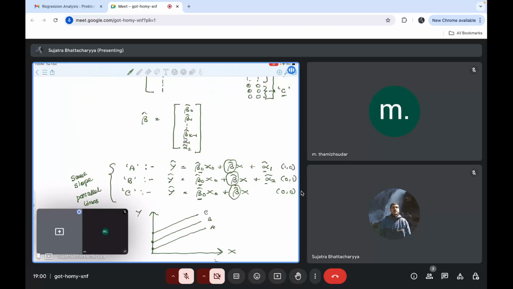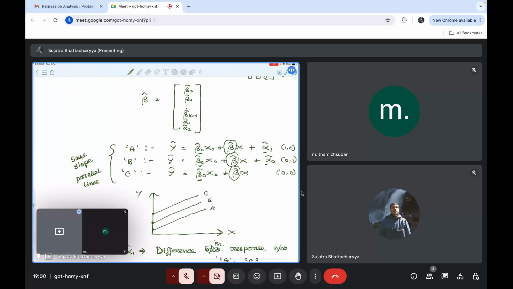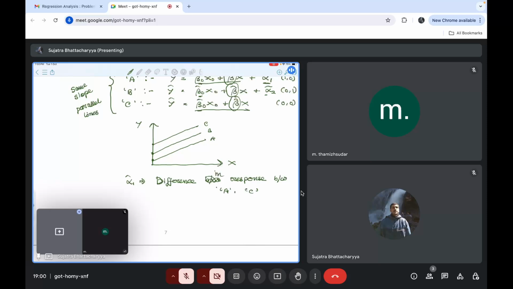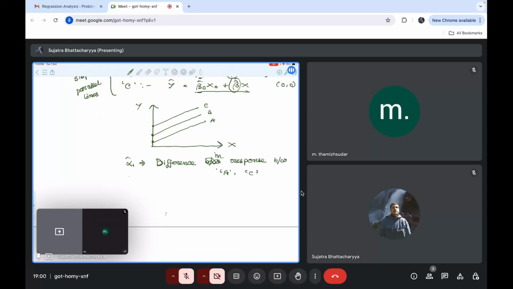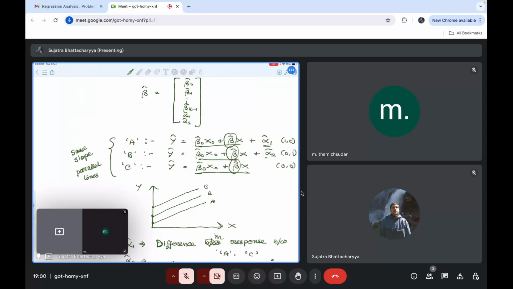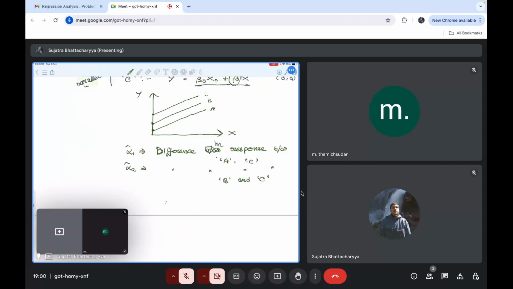Look at this. Isn't it true? In case of A, this thing is similar, and in C, this thing is similar. The only difference is alpha 1 hat. Therefore, if you subtract the response variable y hats of A and C, you will get alpha 1 hat. Similarly, alpha 2 hat is the same difference in response between B and C. Correct? Just look at it. This is the same. The only difference is alpha 2.